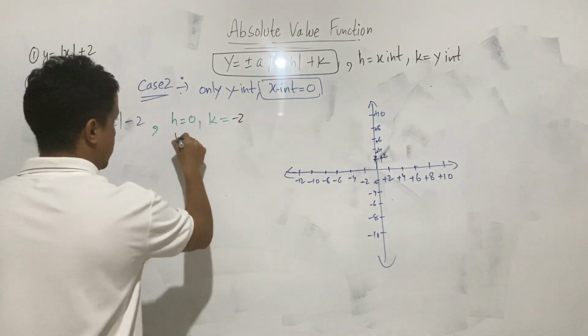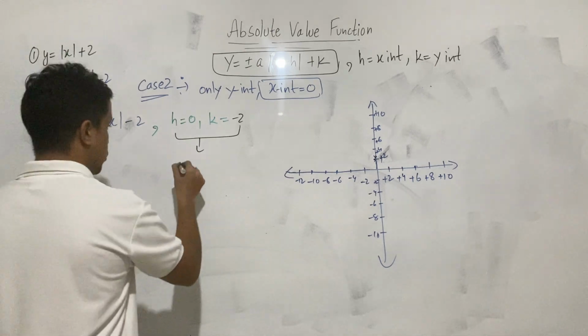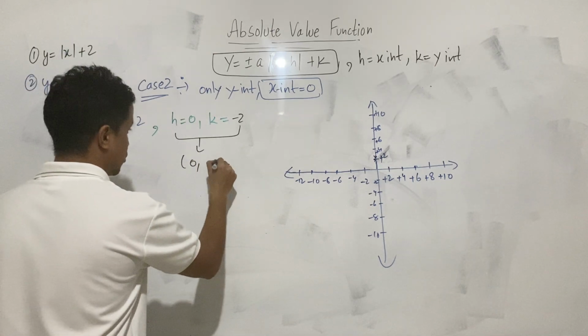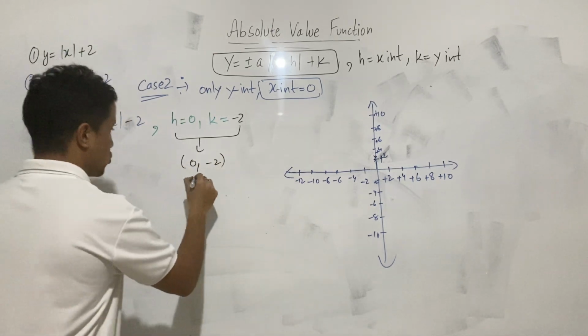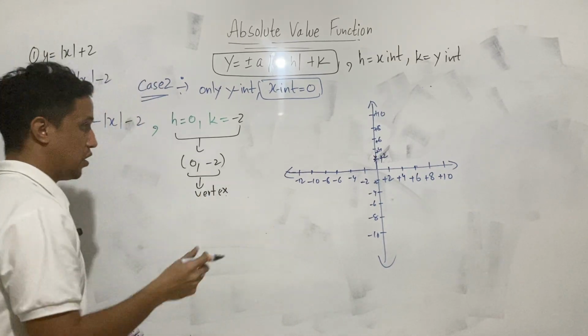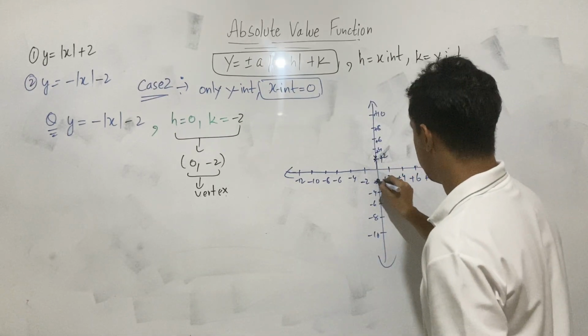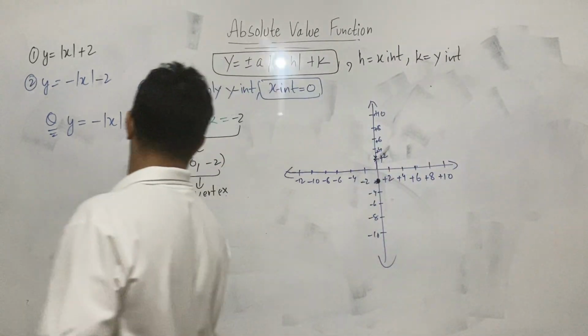So if I arrange them in an ordered pair, it's going to be 0, minus 2, right? So this is going to be your vertex. Vertex 0, minus 2. This is going to be the vertex.